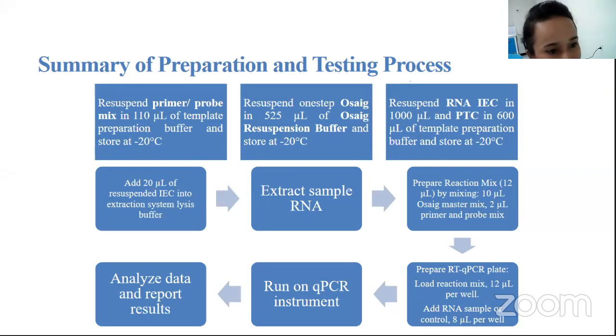Prepare the reaction mix by mixing 10 microliters of master mix and 22 microliters of primer and probe mix. Prepare the RT-qPCR plate. Load reaction mix, that is 12 microliters per well. Add RNA sample or control, 8 microliters per well. Run on the qPCR instrument. Analyze data and report the result. The last two parts will be discussed by Dr. Irfan after the translator has translated this part for you.